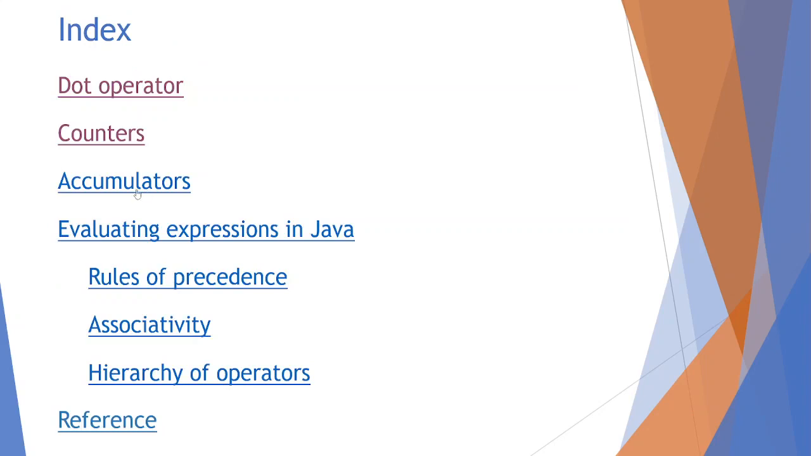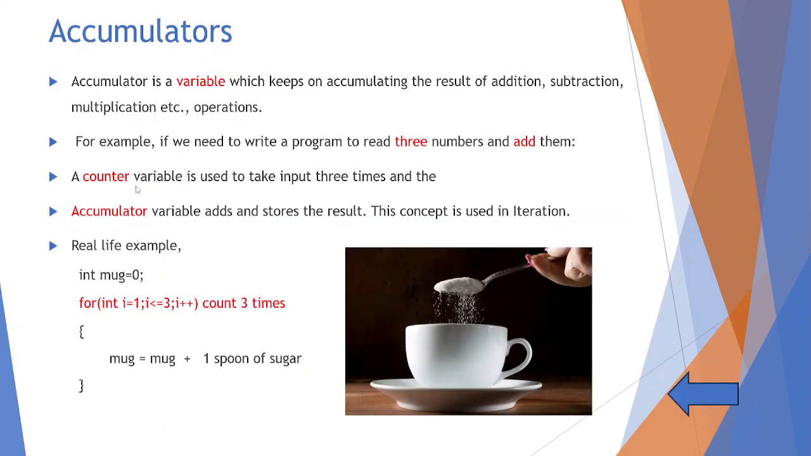Now the next one is the accumulator. This we also use in iteration. An accumulator is a variable again, which keeps on accumulating the result of addition, subtraction, multiplication, or whatever task. For example, if we need to write a program to read 3 numbers and add them, a counter variable is used to take input how many times? 3 times. It runs the loop 3 times. And we want to add those numbers. So the accumulator variable adds the result, or multiplication, division, whatever task we want to do. We usually use this accumulator variable in iteration.